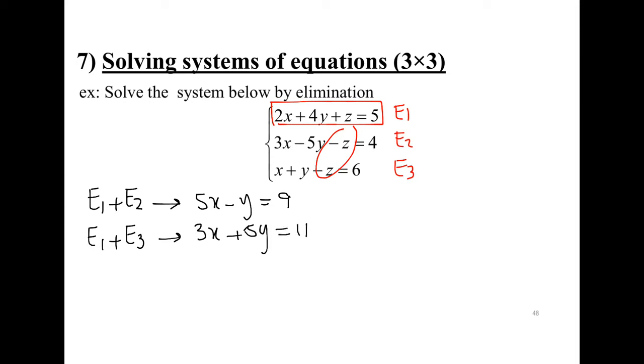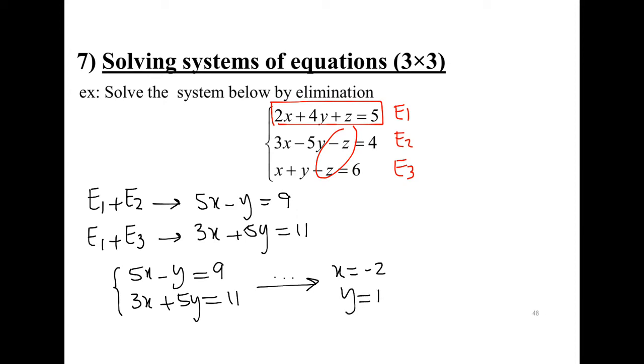As you can see, these two linear combinations left me with a 2 by 2 system again: 5x minus y equal to 9 and 3x plus 5y equal to 11. By solving this 2 by 2 system, of course, you could do it yourself, we end up with x equal to negative 2 and y equal to 1. Then I go back to the equation I fixed and replace the obtained values of x and y in E1 and find z. So using E1 now, 2x, so that's a negative 4, plus 4y, so that's a 4, plus z equal to 5.